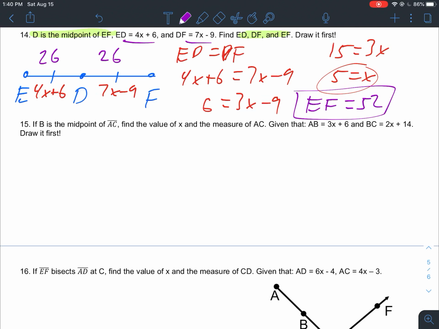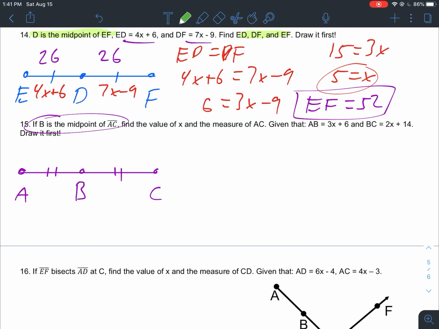All right, 15. Again, there's those words. B is the midpoint of AC, so I'm going to stop right there and draw that picture out. Again, put B exactly in the middle as much as you can, but go ahead and put tick marks on there so you know that they're equal. I'm using 2 tick marks this time.